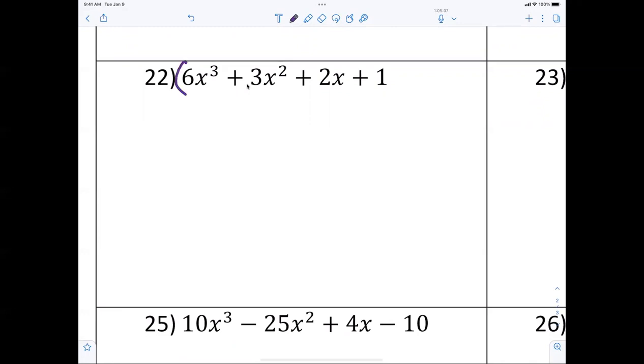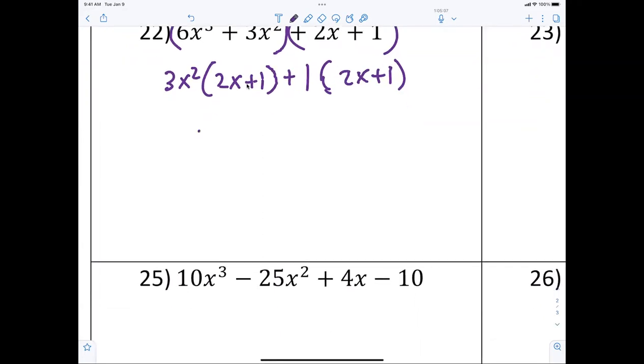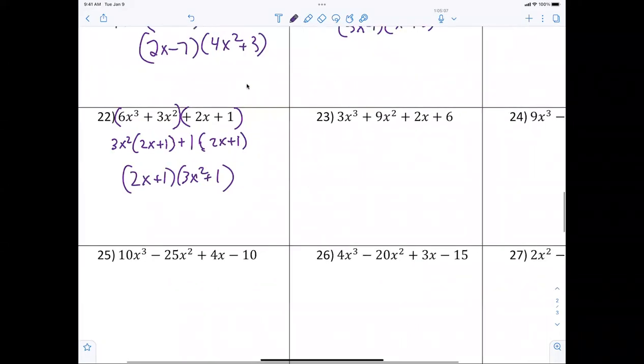So here we go. What's common in the first set? 3x squared. What am I left with? 2x plus 1. Now, what's common over here? Just a positive 1. If nothing is in common, it's a 1. And then that becomes 2x. So now 2x plus 1, and then 3x squared plus 1. Nice.